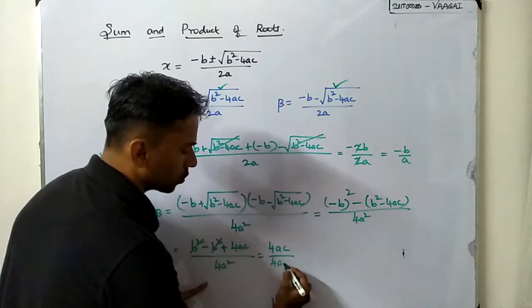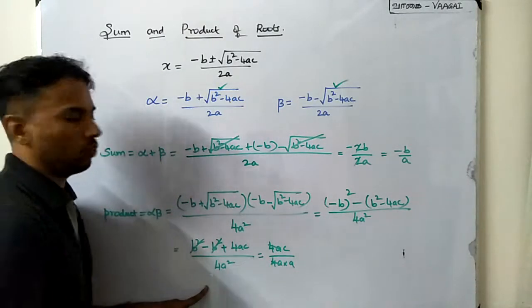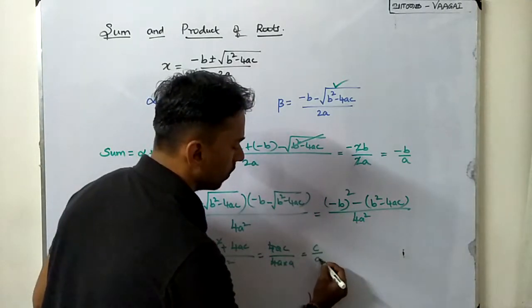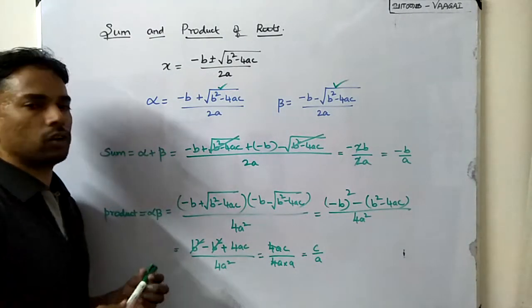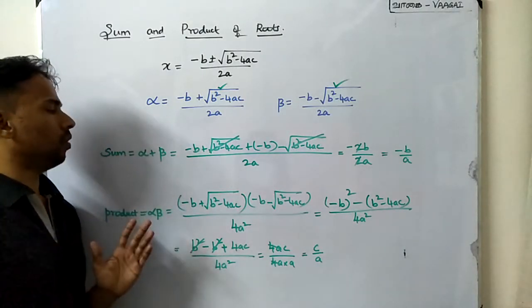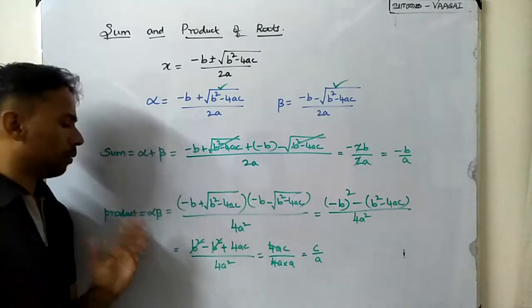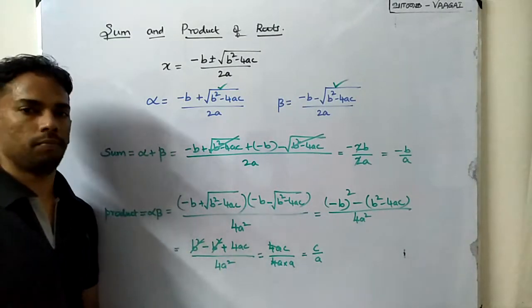Let me write 4a square as 4a into a, so that I can very easily cancel 4a with 4a, and here we will be left with c by a. And hence here the product of the roots is c by a. And this is how we get the sum of the roots of a quadratic equation to be minus b by a, and the product of the roots to be c by a.